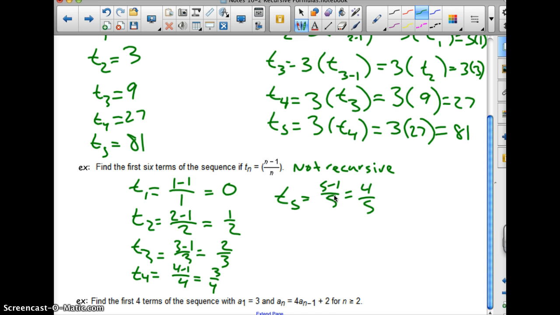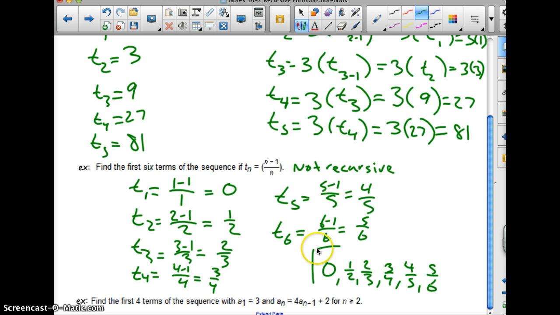Okay, there we go. I want the first 6 terms. Make sure you're reading your directions. 6 minus 1 over 6 is going to be 5/6. So those are the first 6 terms. You can also list them this way if you like: 0, 1/2, 2/3, 3/4, 4/5, and 5/6.